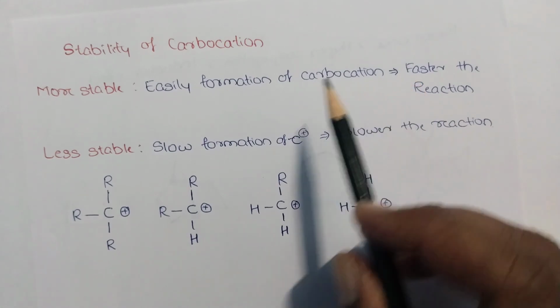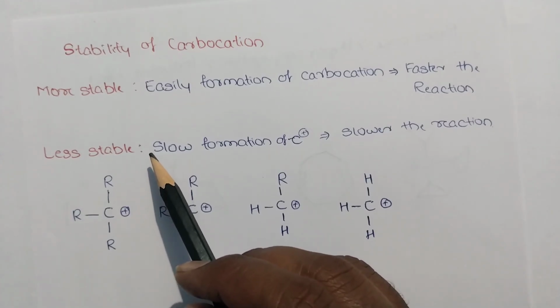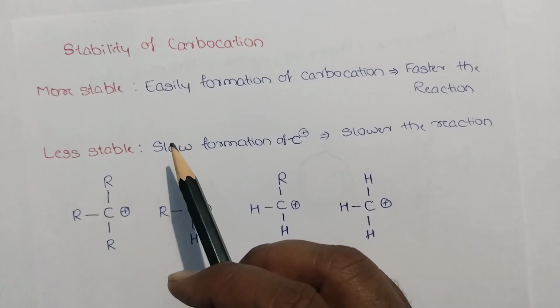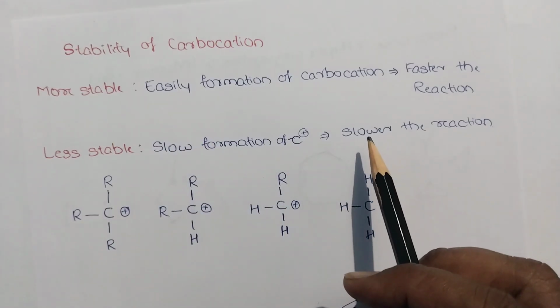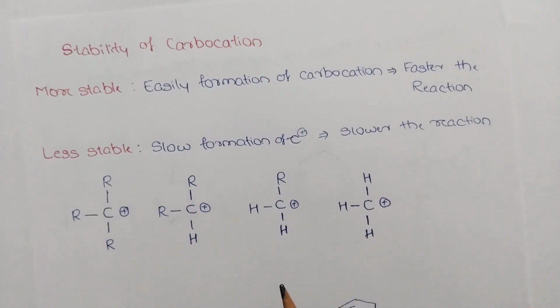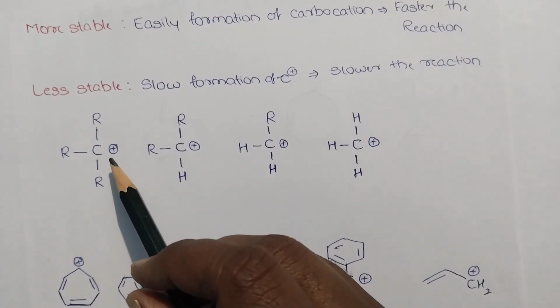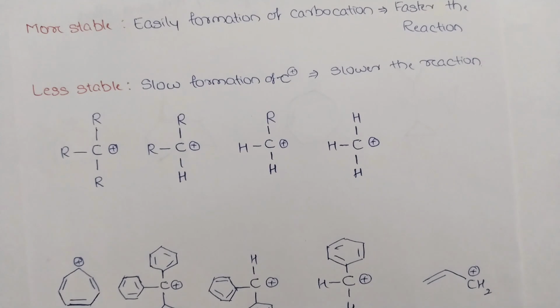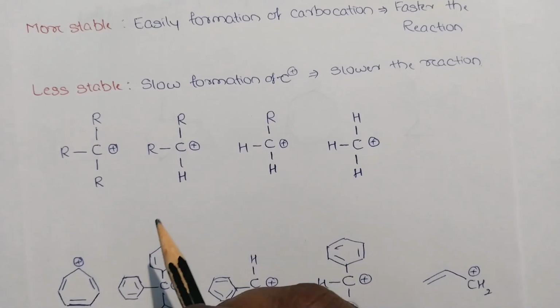Okay, if the carbocations are less stable, the formation will be slow. If the formation is slow, then the reaction will be slow because it cannot easily form and it cannot react easily with the nucleophile or the other reagent, so the reaction will be slower when it is less stable. Okay, two points are very important. And then we all know that the carbocation is electron deficient.